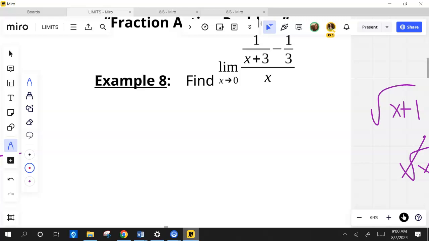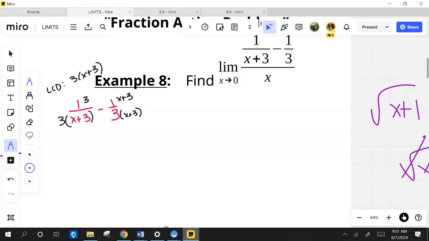All right, so somebody tell me what I can do. What's something I can do here? That's when you have a radical. Conjugate. Okay, if I solve the top, I got 1 over x plus 3 minus 1 over 3. I need a common denominator, yes? My LCD here is going to be 3. I'm multiplying it by 3 because I'm forcing a common denominator by multiplying the top and the bottom by what's missing. Okay?